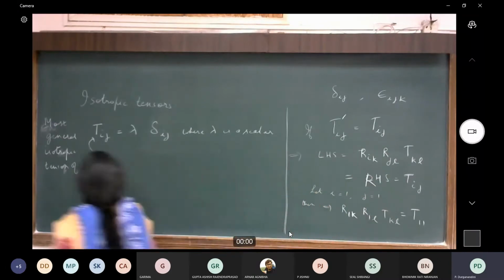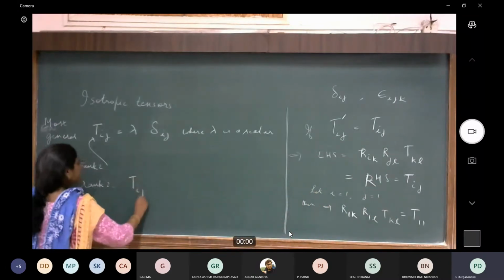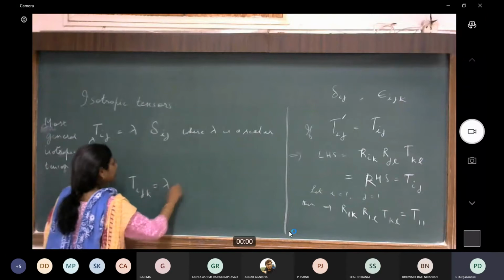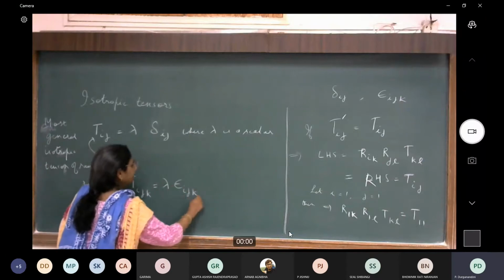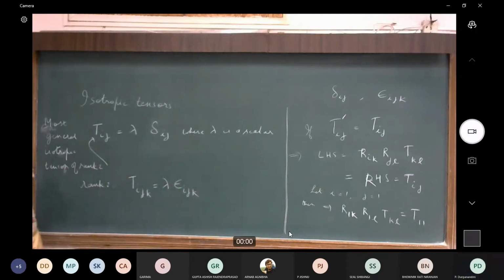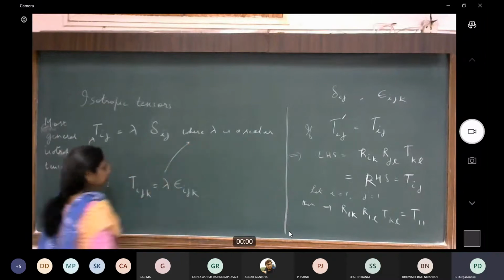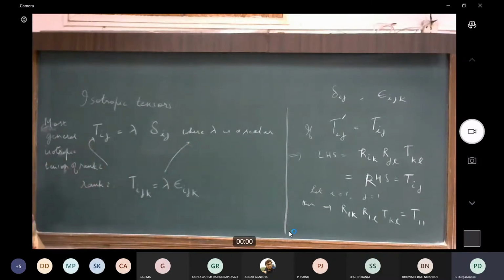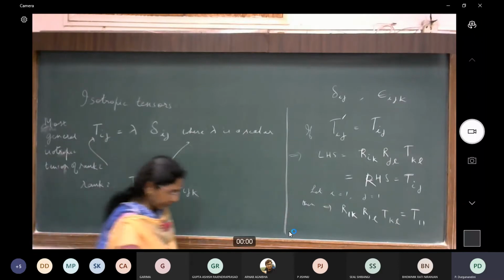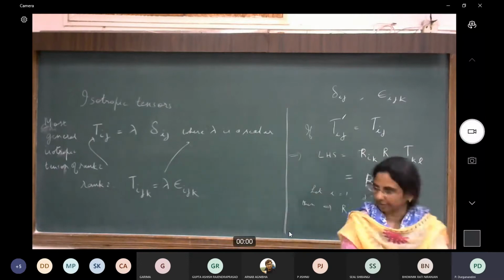And again, what you can show is that for rank 3, the most general one is simply of this one. Again, lambda is a scale. So for rank 2 and rank 3 isotropic tensors, the most general ones are simply your delta ij and epsilon ijk multiplied by some scale.